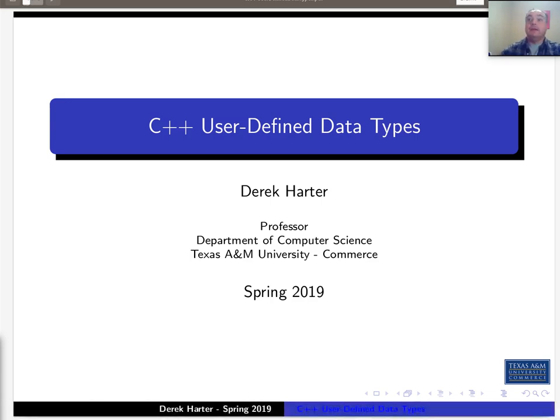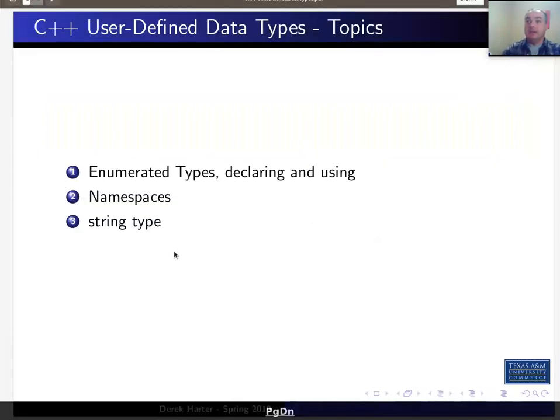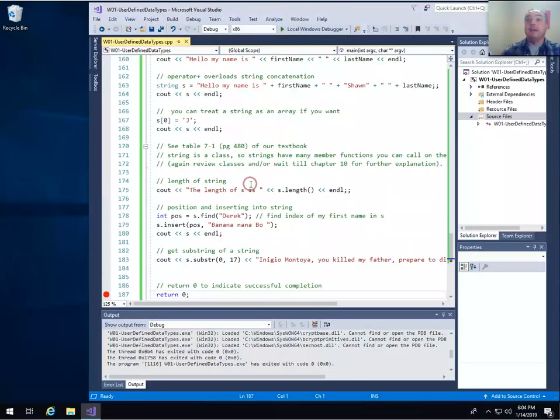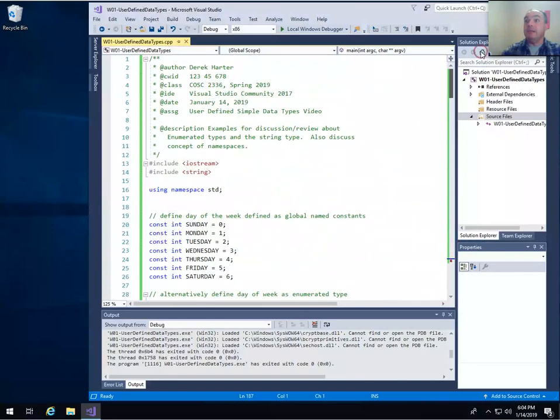Okay, hello once again. In this video, we're going to go over user-defined data types, Chapter 7 from our Malik textbook. Actually, Chapter 7 is a little bit of a collection of a few random things. So, the only user-defined data type it talks about is enumerated types. We'll talk about that, and then we'll talk briefly about namespaces and string types. Interesting, but this should be a relatively shorter video this time. So as usual, I will post this example code that I'm going to be using.